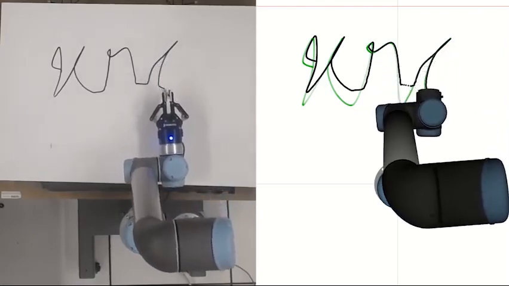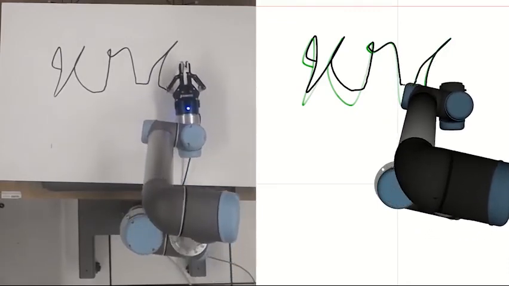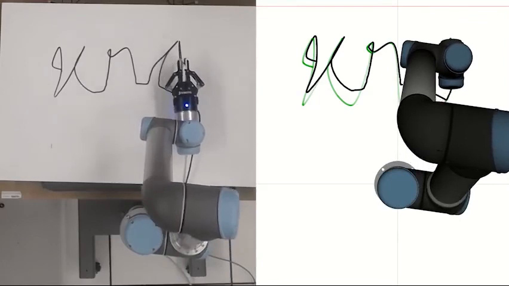Our evaluations on many other challenging paths show that the output trajectories honor kinematic and path constraints within the limits prescribed by the user.